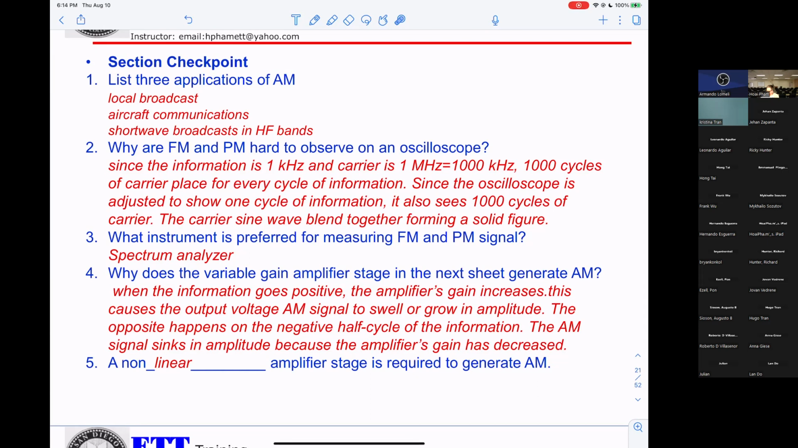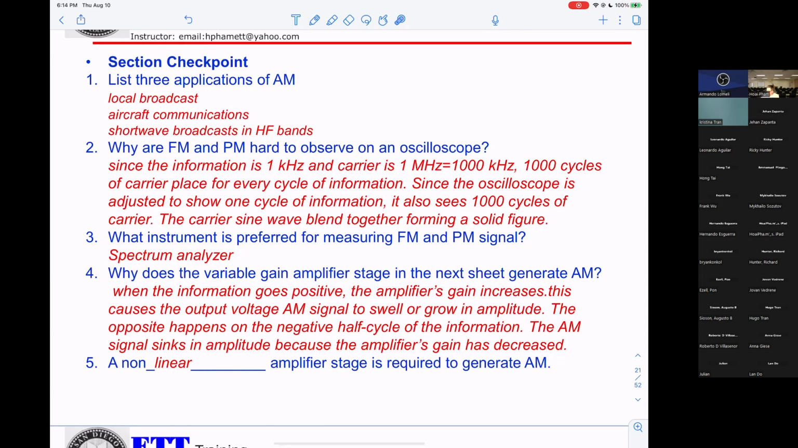Okay, what instrument is preferred to measure FM and PM signals? They're telling you, you'd better use a spectrum analyzer.